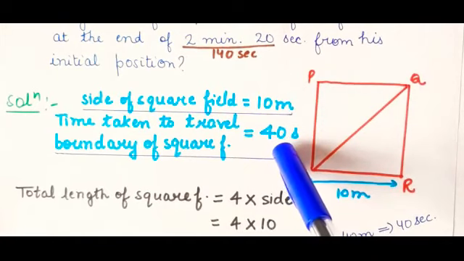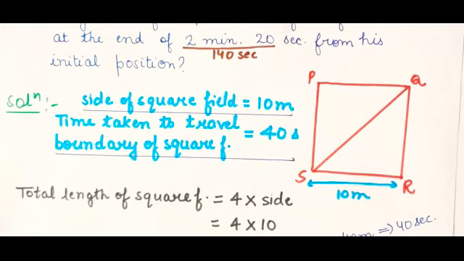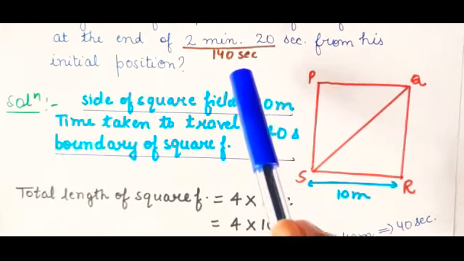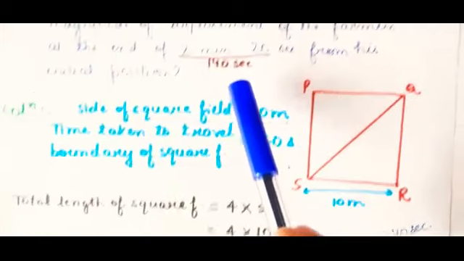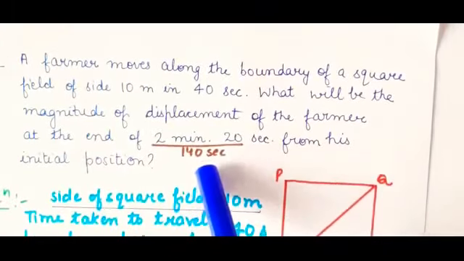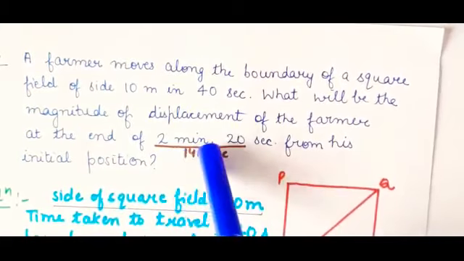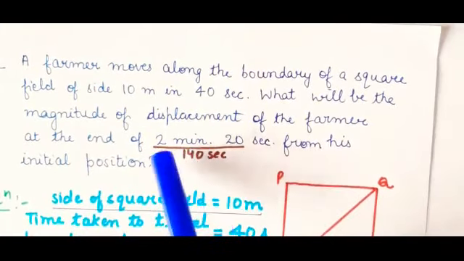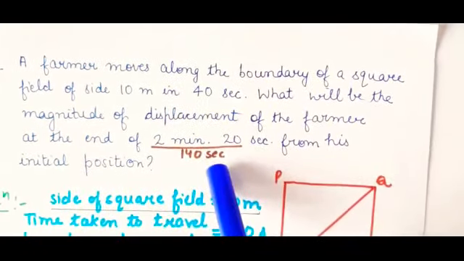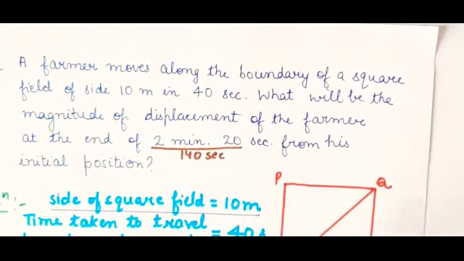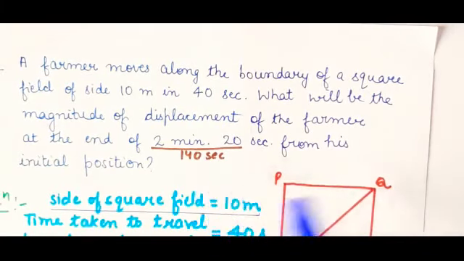Now you need to calculate what will be the magnitude of displacement. You need to calculate displacement at the end of 2 minutes 20 seconds. So this 2 minutes and 20 seconds, how much is this? 60 second plus 60 second plus 20 second, that will be 140 second. So we need to calculate the displacement at the end of 140 seconds.